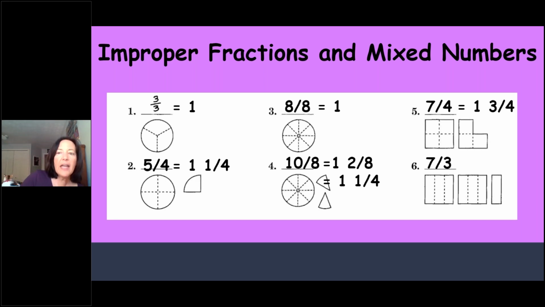But we have more than 3 of them. We actually have 7 of those little rectangles. So the improper fraction is 7/3. So Taylisha, see if you can turn that one into a mixed number. So the wholes plus the fraction.